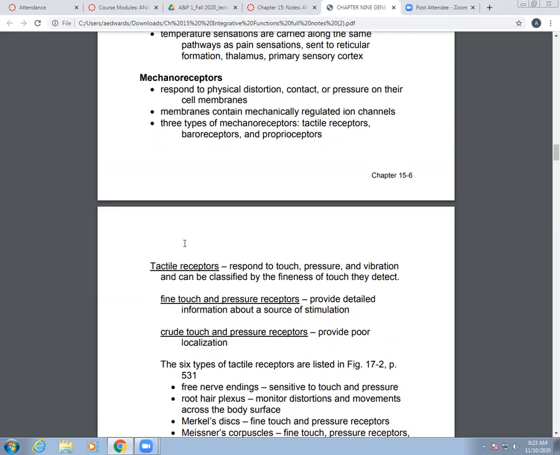Start with the tactile receptors. So they're responding, as the name suggests, they're tactile, so they're responding to things like touch, pressure, and vibration. Okay, and they're classified by how fine the touch is that they're detecting. All right, so you can have fine touch and pressure receptors or crude touch and pressure receptors. All right, so as the name suggests, fine touch and pressure receptors are going to give you very detailed information about where they're being stimulated. The crude touch and pressure receptors don't provide very good localization. It's more of a generalized touch and pressure sense.